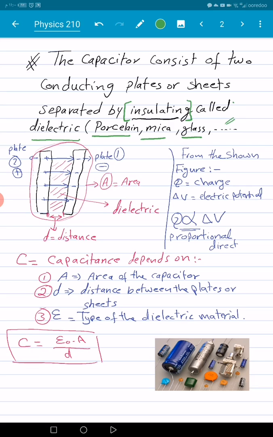So the easiest way to give the definition of the capacitor: it is a connection of two plates, a small device consisting of two conductor plates or sheets separated by a dielectric. So here are two plates with high voltage, low voltage, plate 1, plate 2. Here I can fill in my dielectric.